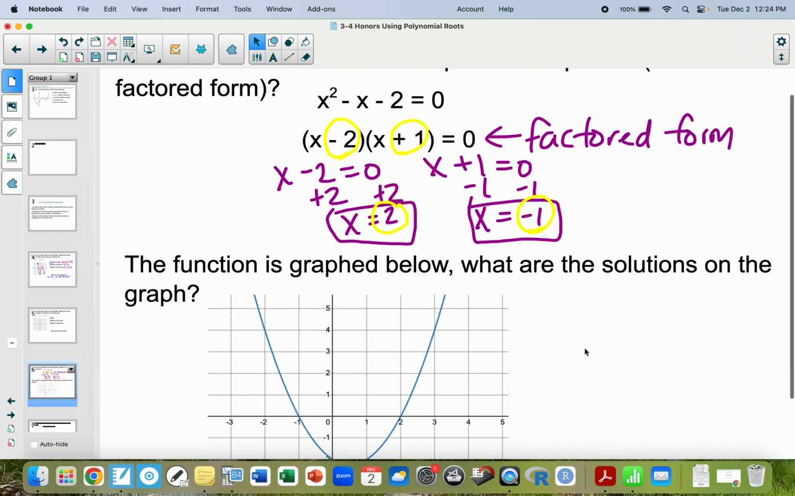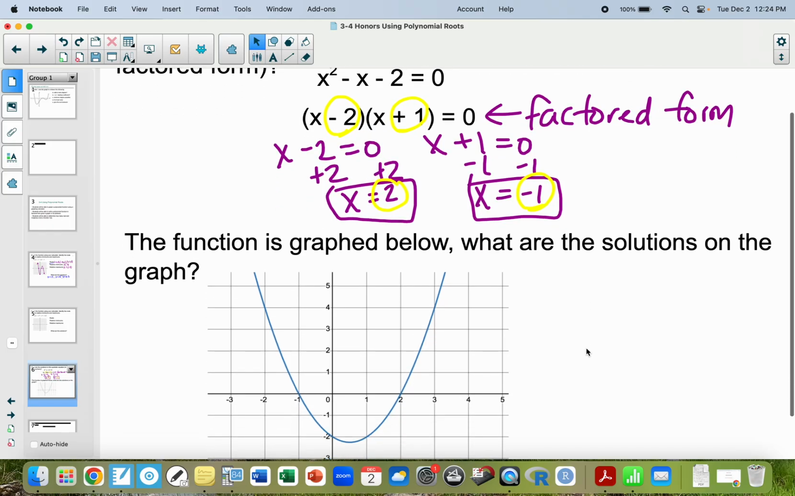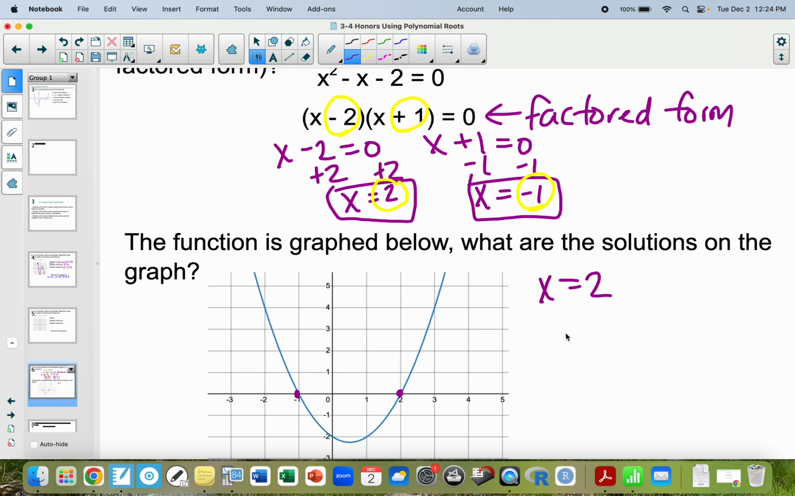Now, last thing I want to connect this to is these solutions on a graph. So, we got our solutions from factored form, and then remember those solutions on the graph is just where it crosses the x-axis. So we got a solution of x equals 2, which we also found from factored form, and x equals negative 1, which we also found from factored form.